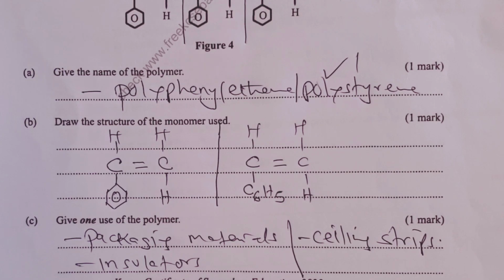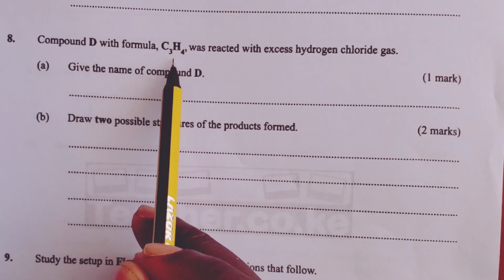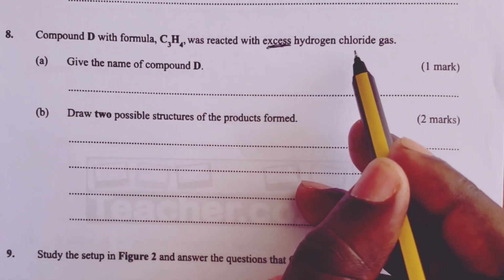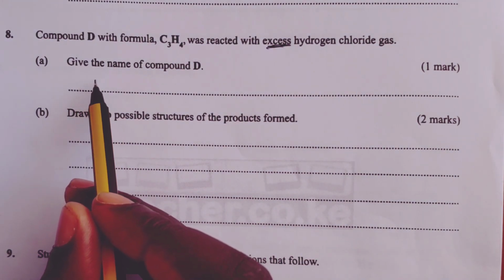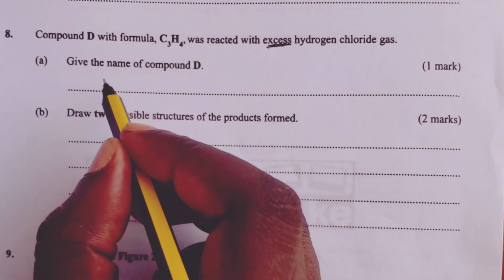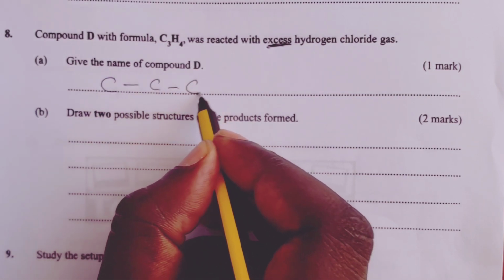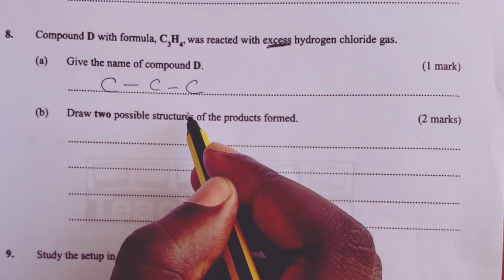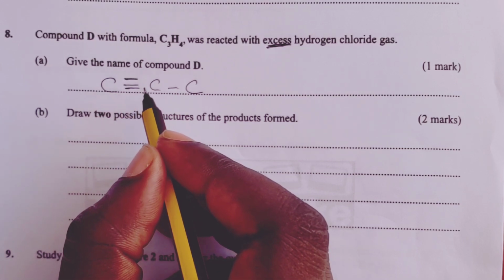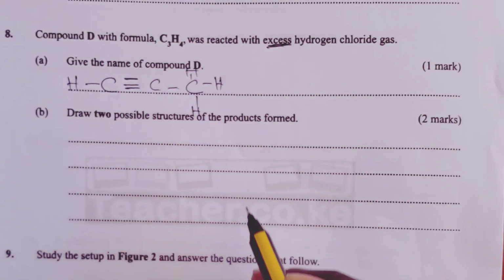Organic chemistry was tested in question number 8. Compound D with the formula C3H4 was reacted with excess, the word is excess, hydrogen chloride gas. The first question is asking us to name compound D. So here, before we name, probably it is prudent that we draw the structure to see how it is. So we have three carbons in a row, but hydrogens are only four. So that would mean that between carbon one and two, we have a triple bond, so that carbon one can have the first hydrogen and carbon three can have the remaining three.